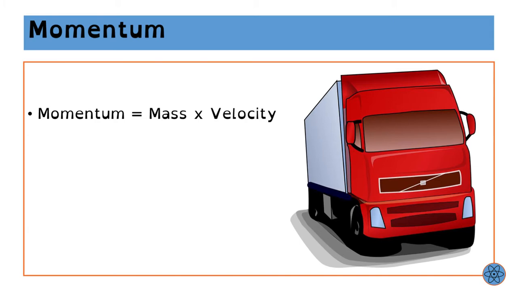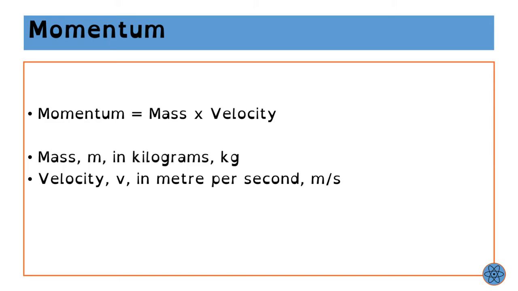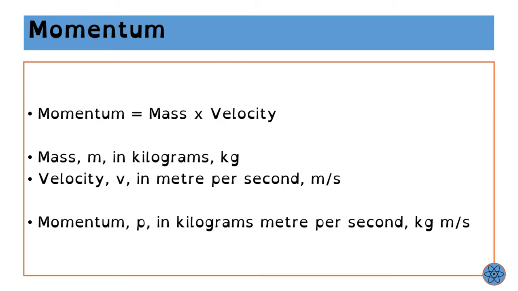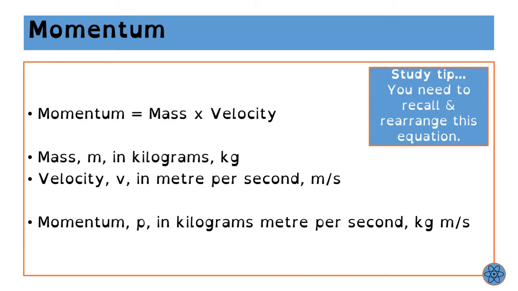So let's go to the equation. Momentum equals mass times velocity. So mass is measured in kilograms, velocity is in meters per second. And finally, the unit for momentum is kilogram meters per second. As a study tip, you do need to remember this equation, momentum equals mass times velocity, and you'll also be expected to rearrange it as well. You'll need to know the units, so momentum, kilogram meters per second, mass, kilograms, velocity, meters per second. You may find it useful to remember the symbols. Momentum has a symbol P, velocity V, and mass M.